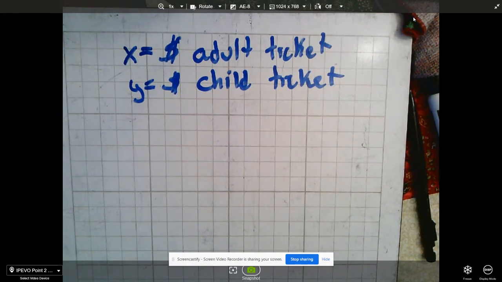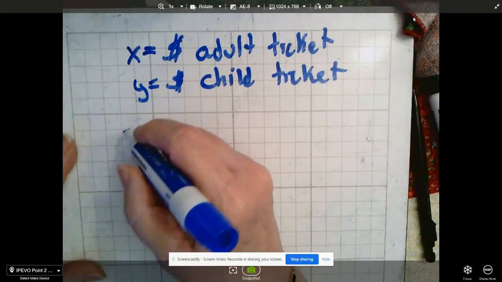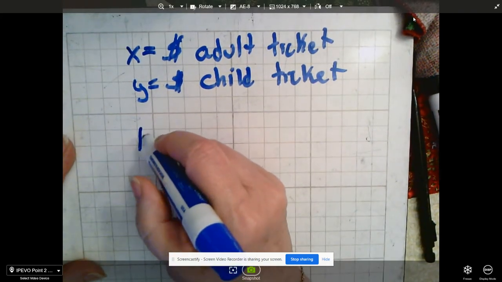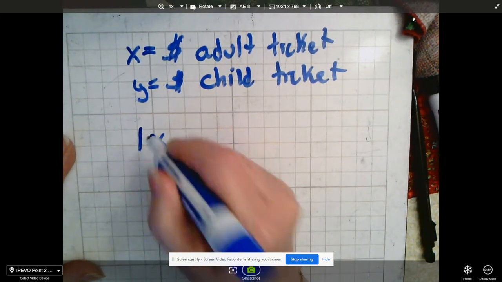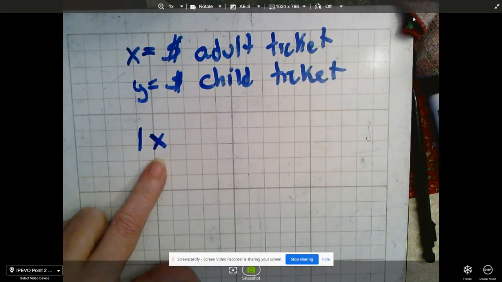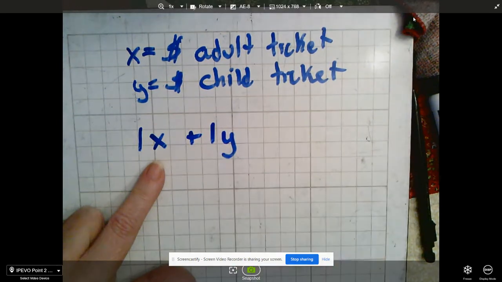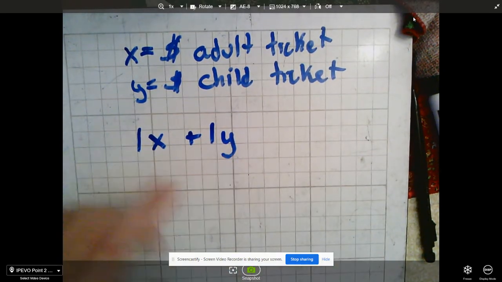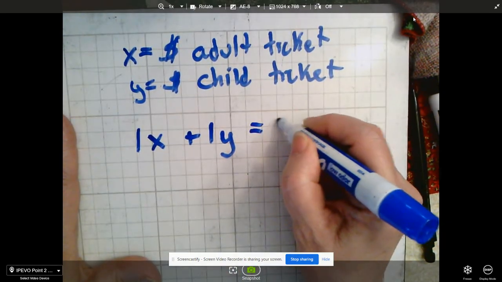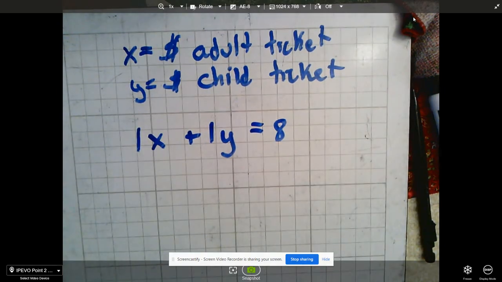And then you have to go back and it says, all right, on day one, let's write an equation. Well, they sold one adult ticket. We don't know the price of that adult ticket, so 1X, plus they sold one child ticket. Again, I don't know the price of that child ticket, so 1Y, and that equaled $8. So here I have my first equation.